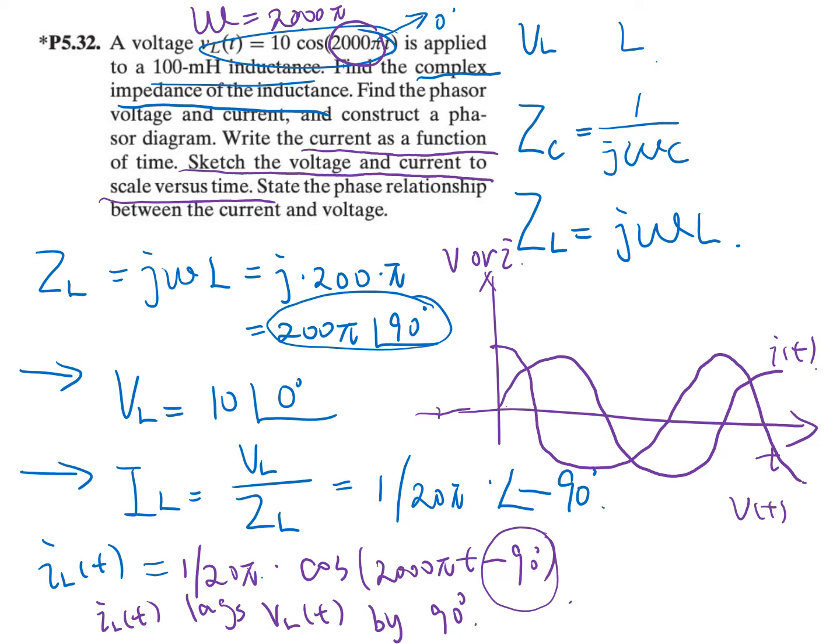One thing to keep in mind here is that I skipped a step. Here, the omega is 2000 pi, and for L, I directly used 100 times 10 to the negative 3 henry. So if we simplify, we can get the expression like this.